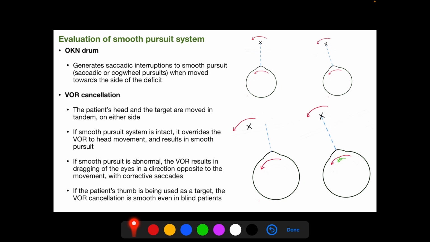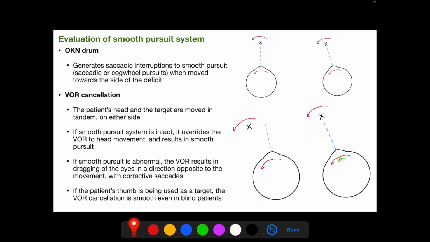And in a patient with a unilateral lesion in the smooth pursuit pathway, there will be saccadic interruptions to the smooth pursuit, called saccadic or cogwheel pursuits, when the O'Kane drum is moved towards the side of the lesion. In the other technique called the VOR cancellation method, the patient's head and the target are moved first on one side and then on the other side. If the smooth pursuit system is intact, it overrides the response of the vestibulo-ocular system to head movement and results in a smooth pursuit, thus maintaining alignment of the visual axis towards the target.